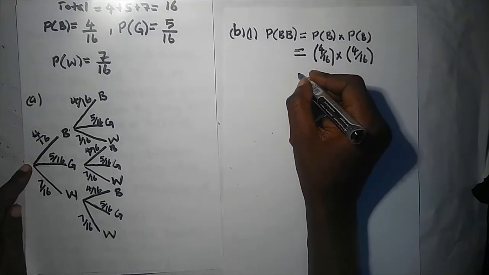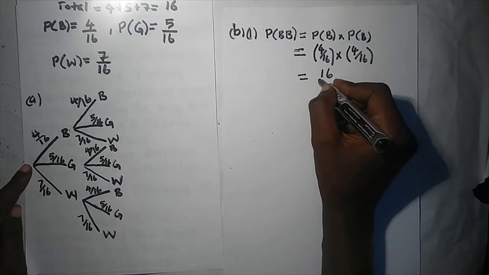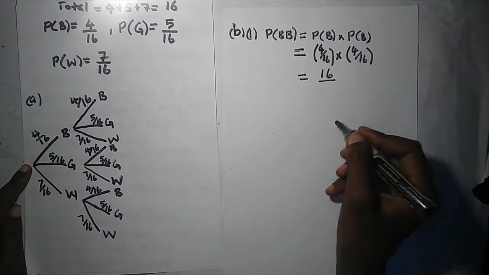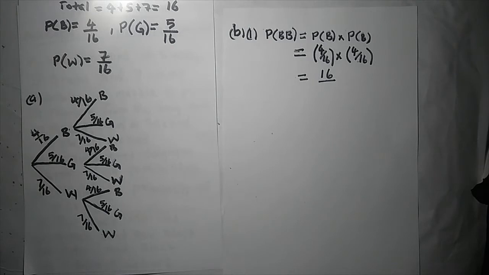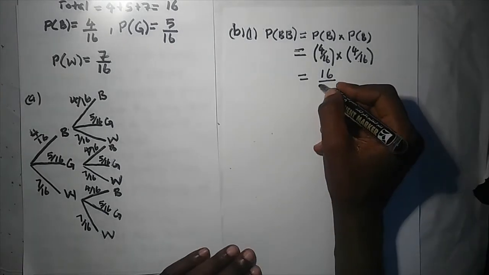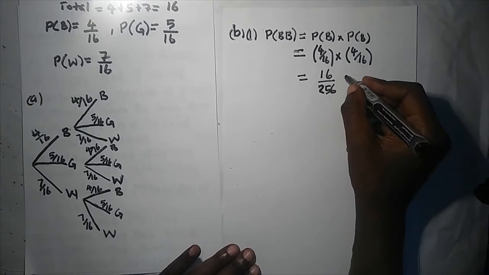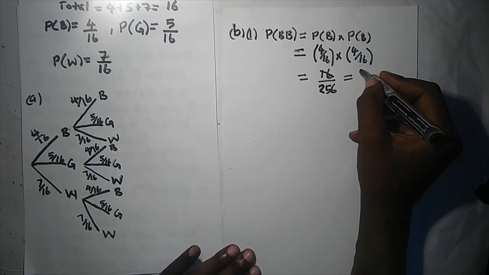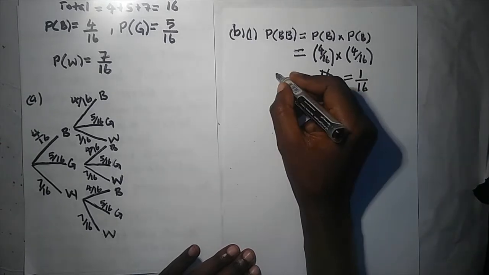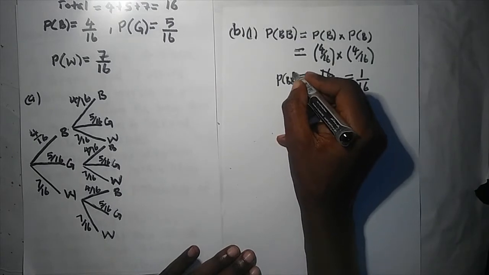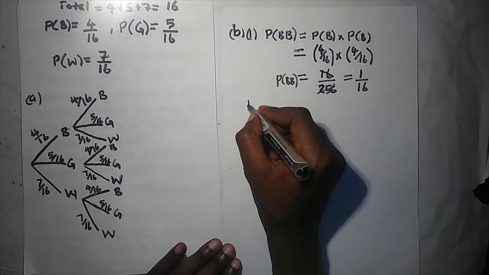And then we can multiply here. We are going to have 4 times 4, which will give us 16 over 16 times 16. Now 16 times 16, we are going to use our calculator to multiply 16 times 16, which gives us 256, which can be simplified because 16 can go into 16 once and 16 can go into 256 16 times. So the probability of picking 2 black marbles is actually 1 over 16. And then we can go to our next question.